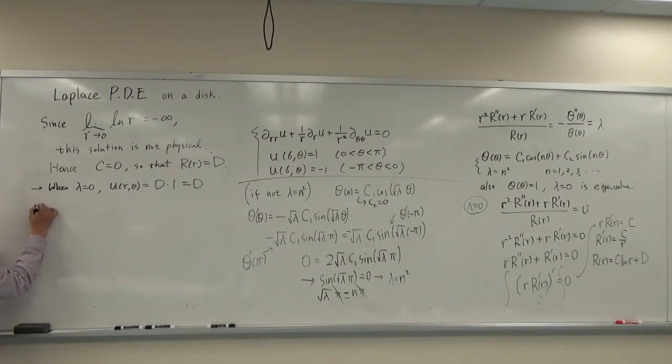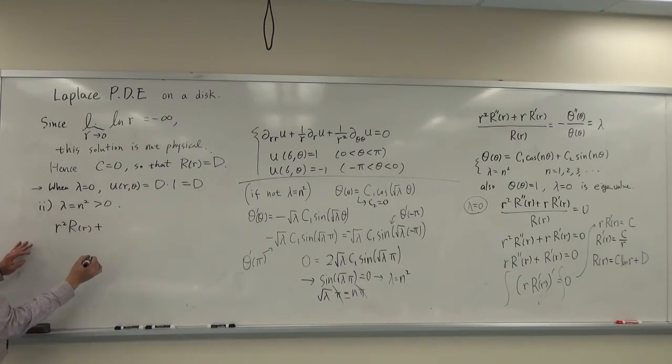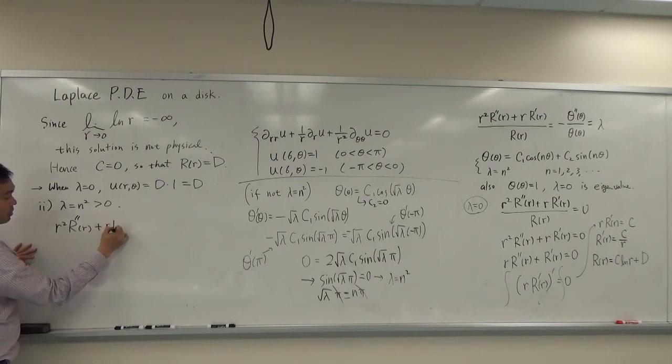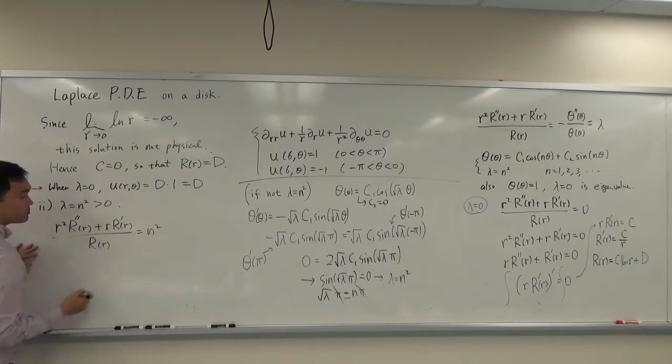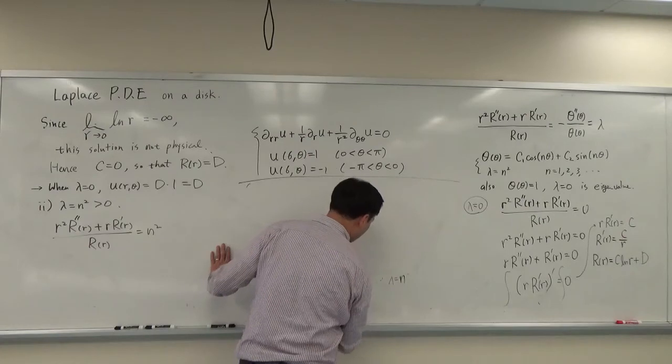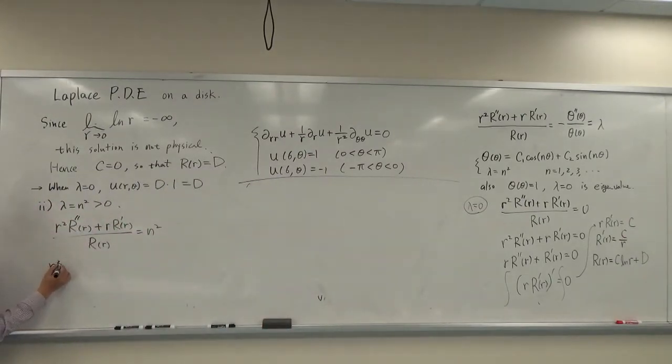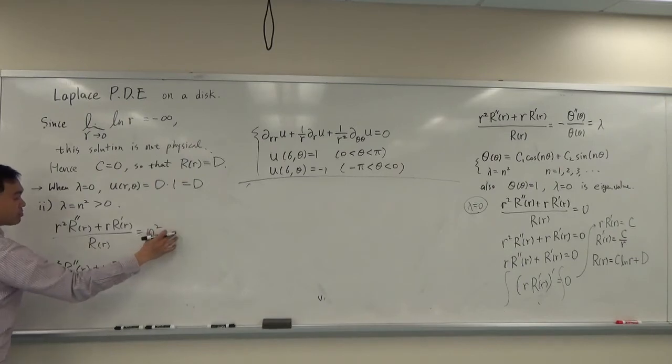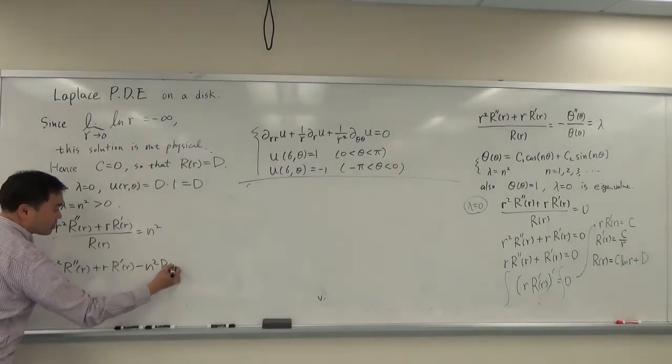Now, second case, when lambda is n squared, that's positive. That's harder because now you have R of theta as well. So you have r squared R double prime of r over R of r plus, sorry, this should be second derivative, plus R prime of r over R of r equals n squared. And you can multiply R of r to both sides and subtract. You have r squared R double prime of r plus r R prime of r. Multiply this to the other side and you subtract. So it's minus n squared R of r equal to 0.